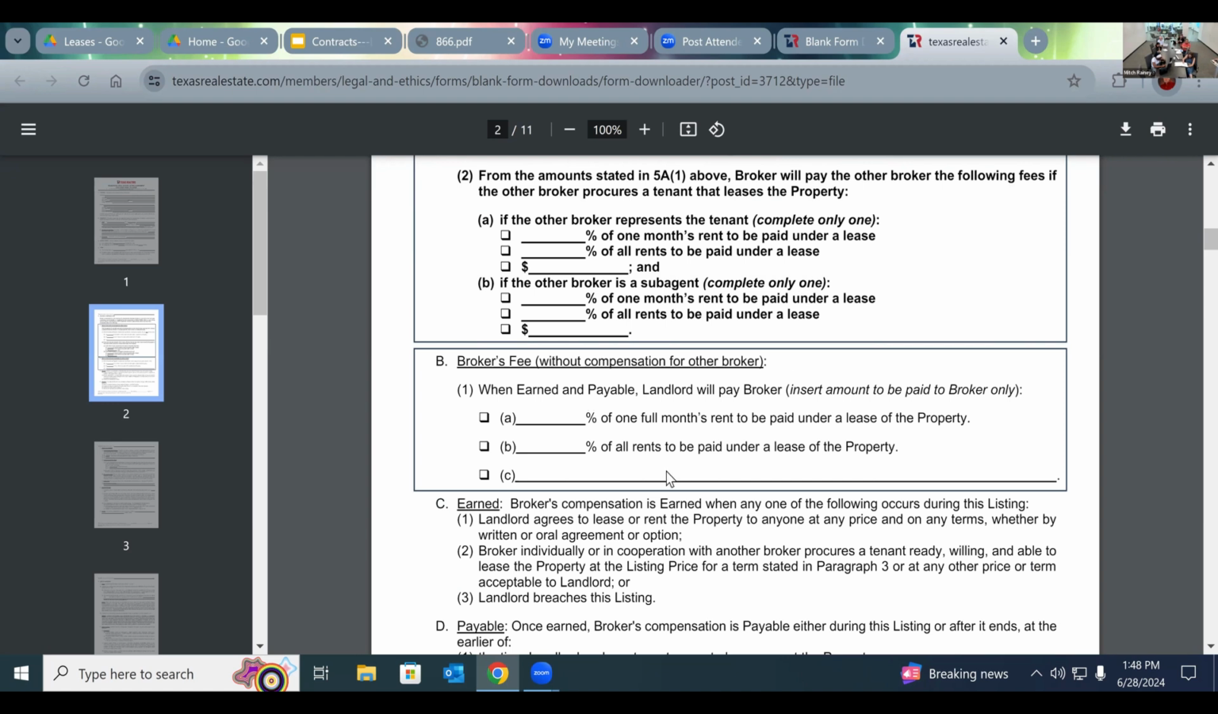And let's say you have a landlord who says, I'm not going to offer anything to that tenant's agent. That other agent needs to get paid, they can get it from the tenant. Now, how much do you charge? That's gonna be in B. This is only the amount going to the broker. So when earned and payable, landlord will pay broker X amount.